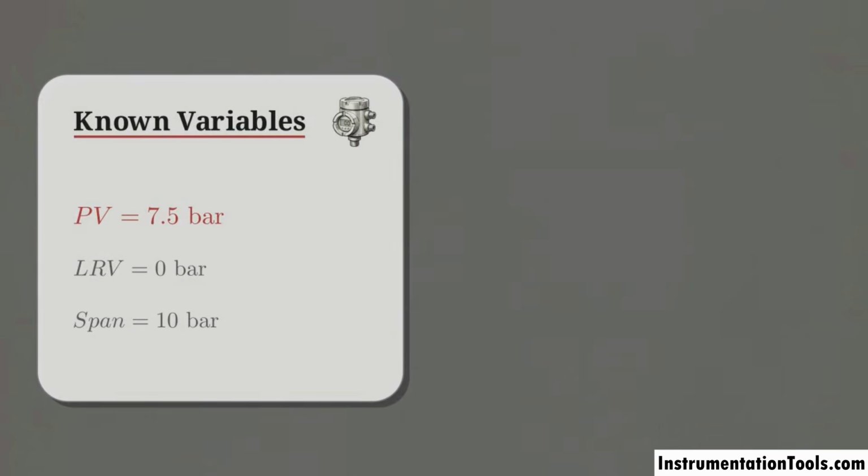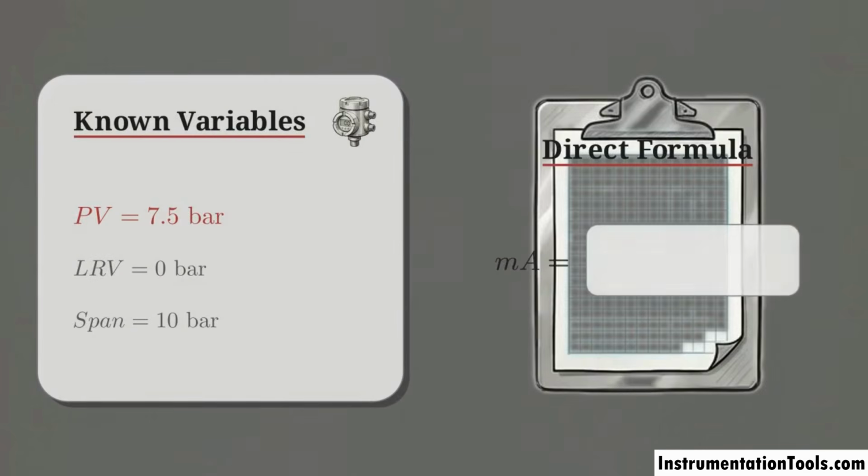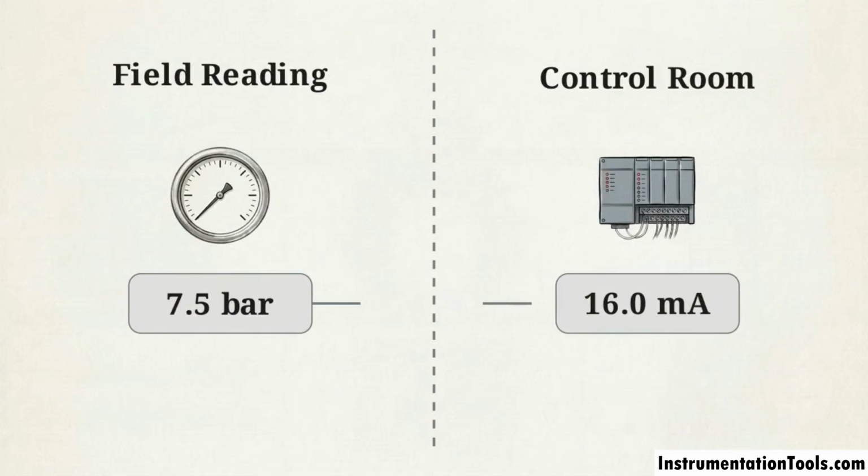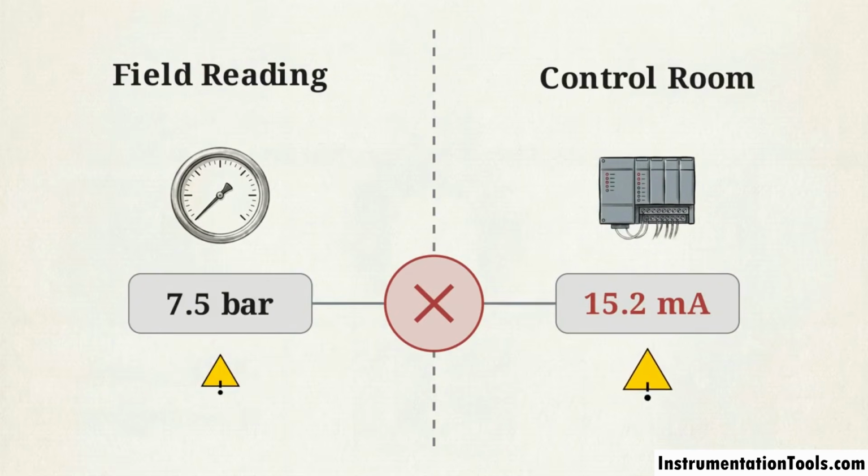Try to combine these steps yourself. Without stopping to find the percentage first, write a single formula to calculate the milliamp signal for a PV of 7.5 bar. Mastering these calculations allows you to cross-reference a field gauge with a digital display. If your calculated value doesn't match the screen, you've effectively narrowed the problem down to either a scaling error in the PLC or a calibration drift in the transmitter.